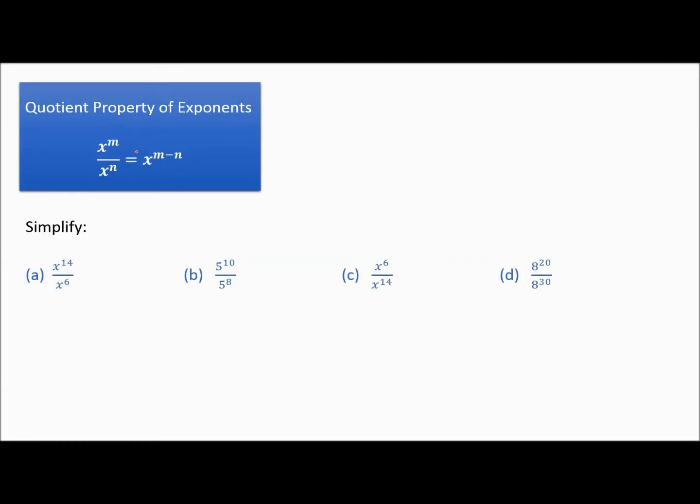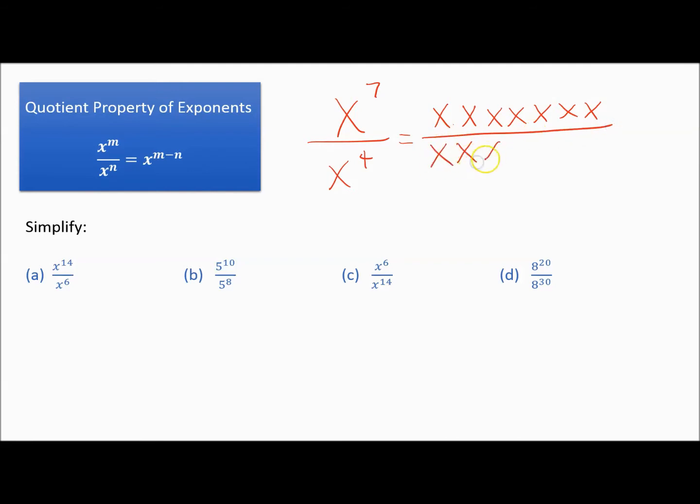So let's look at an example where we have a fixed value for m and n. Let's look at x to the 7th divided by x to the 4th. Without using that property, you know that x to the 7th is x times x times x times x times x times x times x, so 7 of those x's all multiplied together, divided by x to the 4th, which is 4 x's multiplied together.